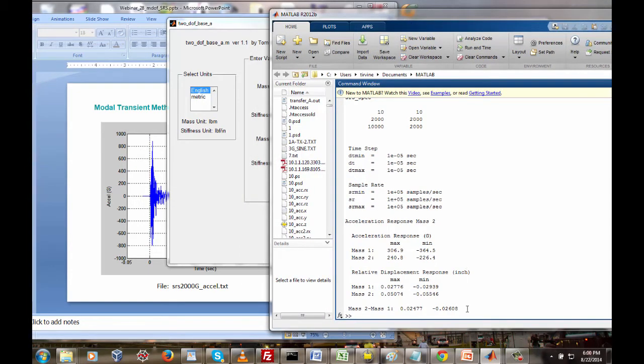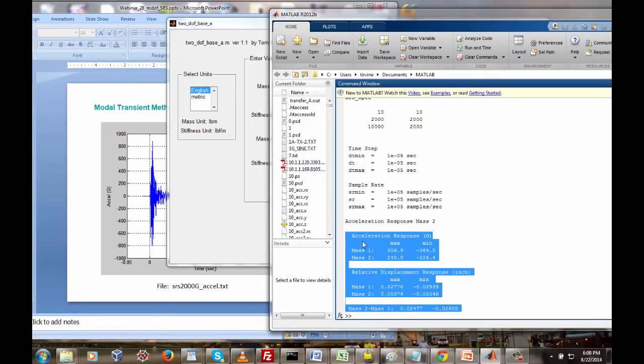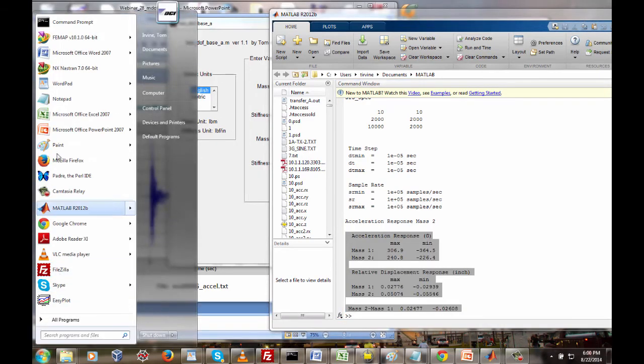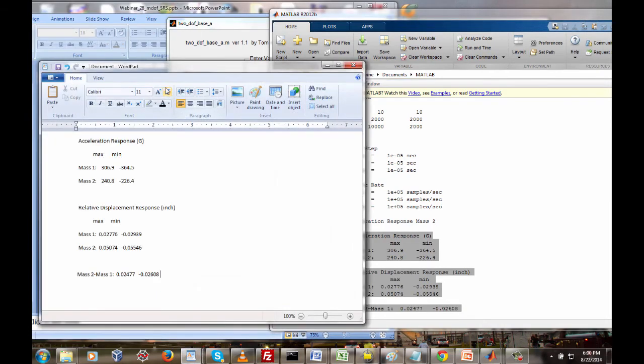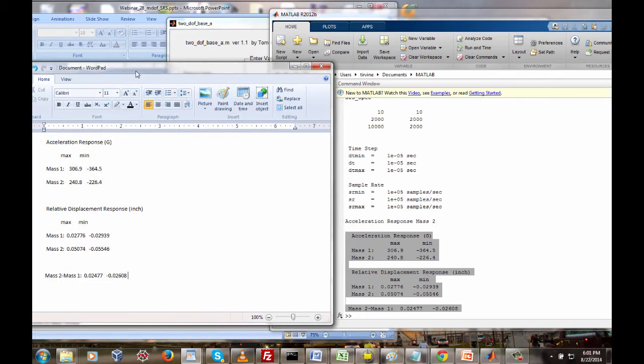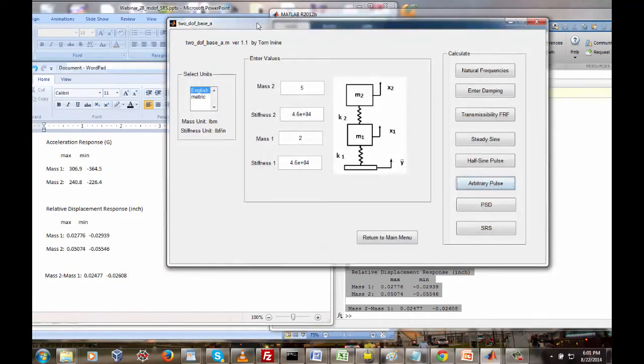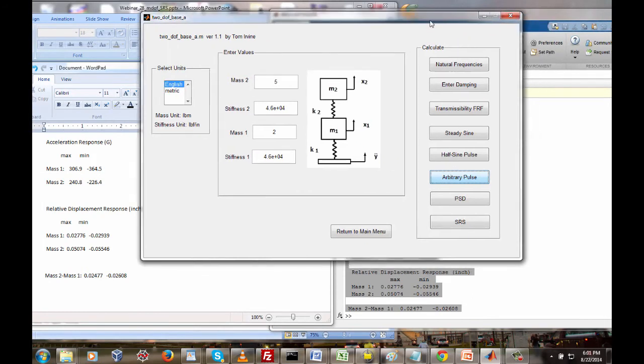So just imagine taking these values here, copying and pasting them into WordPad. Let's just set these aside for now, and we're going to come back to them in a couple of minutes. Okay, the other thing we can do here is this SRS Peak Approximation method.